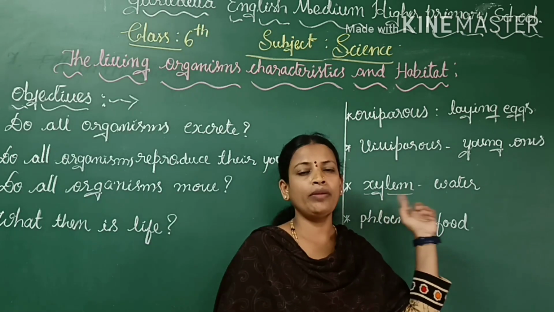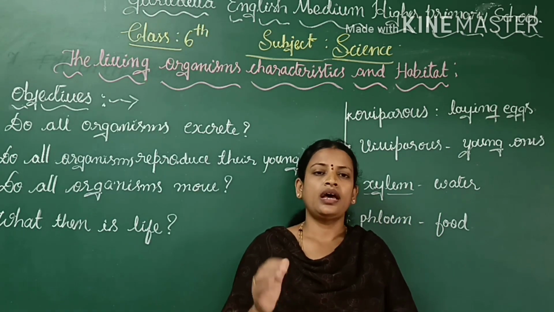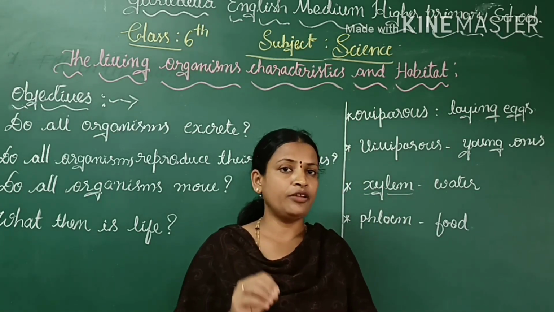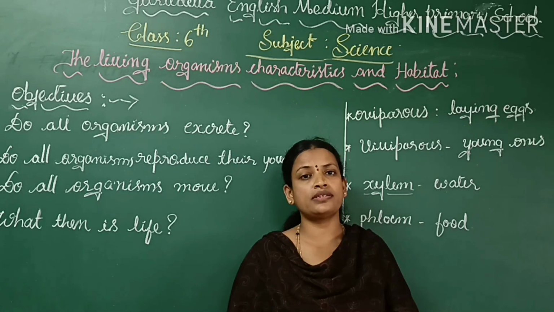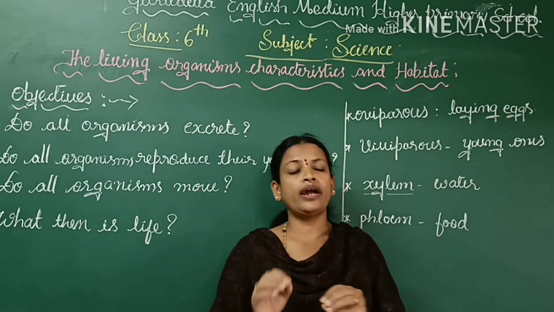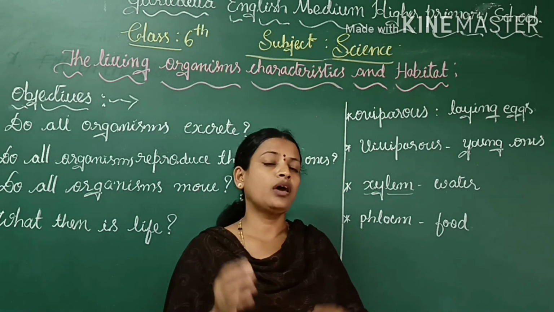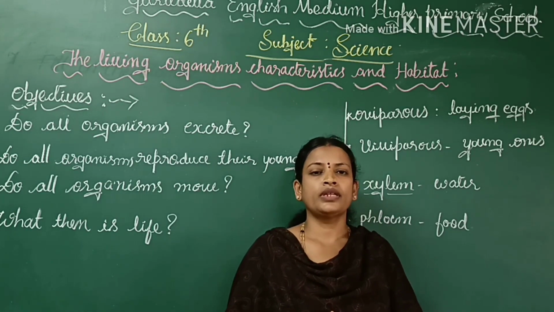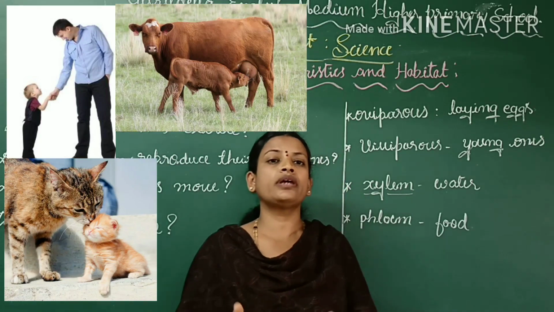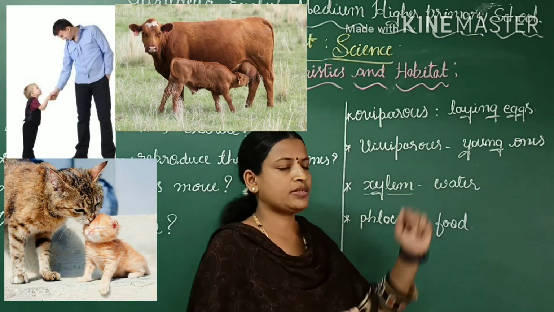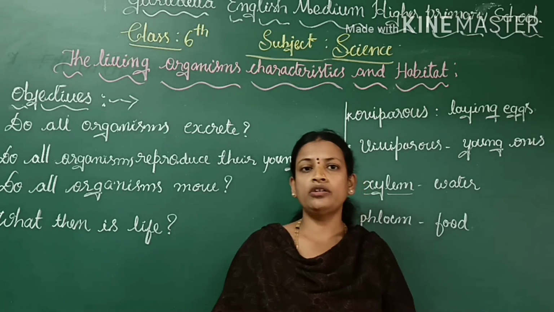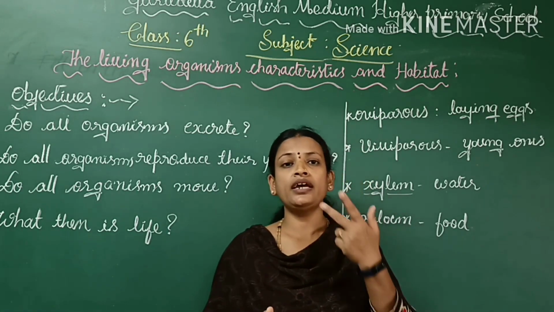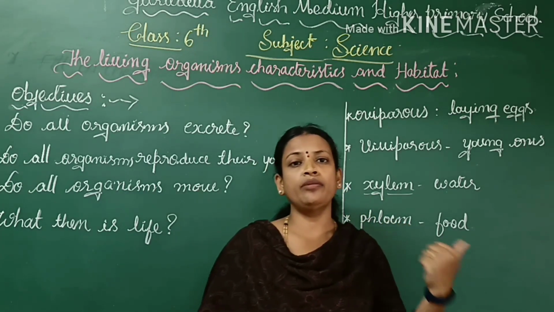Next, the second one, viviparous. What is this viviparous? Viviparous organisms are the animals that give birth to young ones of their own kind. We are going to call those viviparous. Examples: human being, cat, cow. All these are examples for the viviparous. I hope children you understood the process of reproduction. It can take place in two ways in animals.